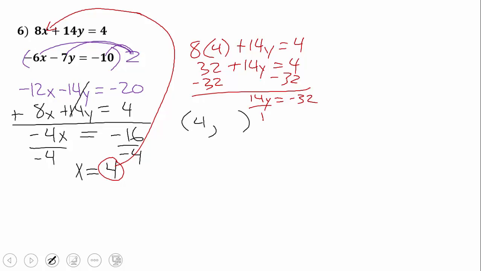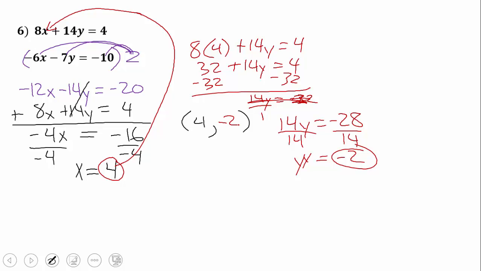Dividing by 4... minus 32 is 28. So 14y equals a negative 28. And now when I divide by 14, I get that y is equal to negative 2. Y is equal to negative 2. I put negative 2 in my y coordinate for my ordered pair solution.